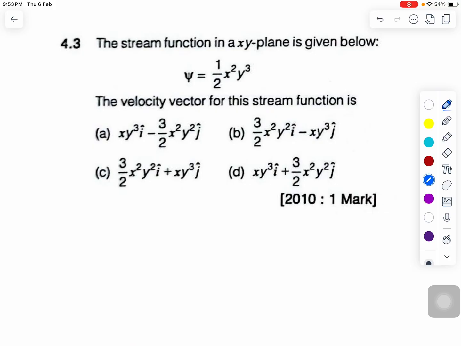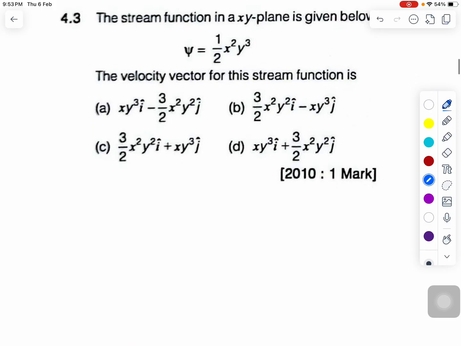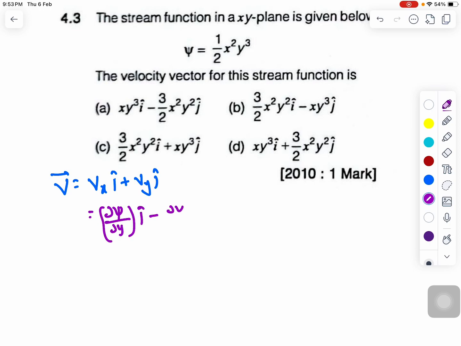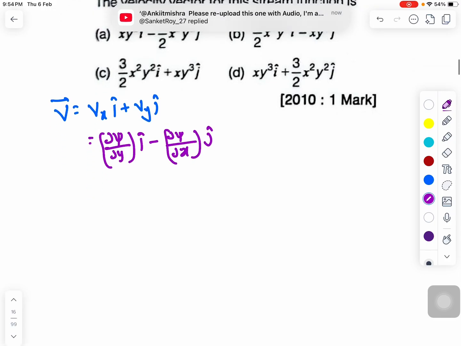Okay, then we'll move towards the next question, and the next question says that the stream function is given to you here, right? So psi is given to you, and you are supposed to calculate the velocity in x direction and y direction. When I am talking about the velocity vector, it can be written as vx i plus vy j, right? And if I want to write it in terms of the stream function, it can be written as del psi by del y i cap minus del psi by del x j cap.